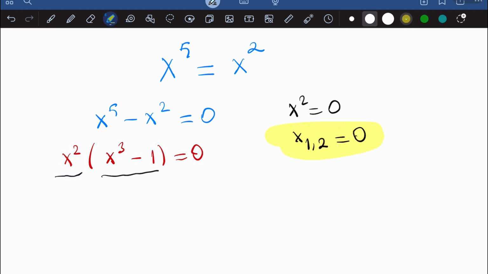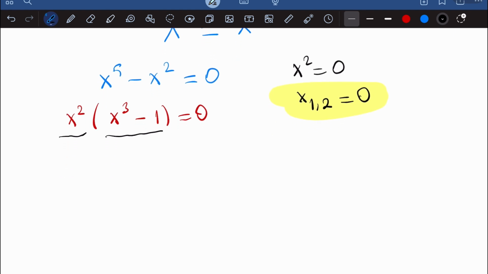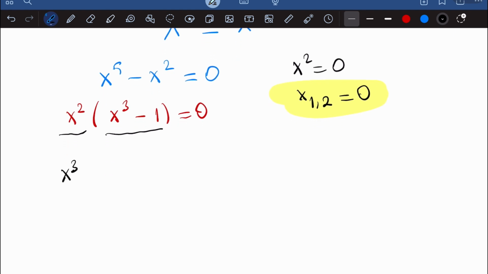Let's not forget. Now, as we continue, what do we have left? x cubed minus 1 equals 0. What comes to mind immediately? We can write it this way: x cubed minus 1 cubed is equal to 0. Let's immediately show the part about this cube expansion here on the side.